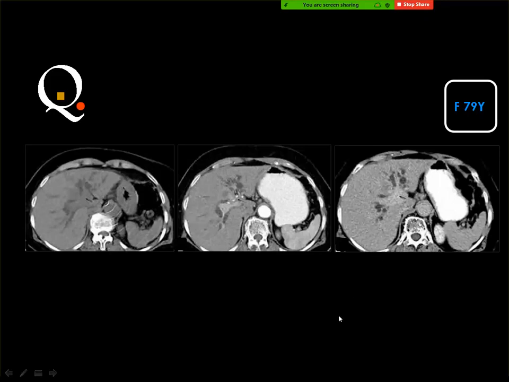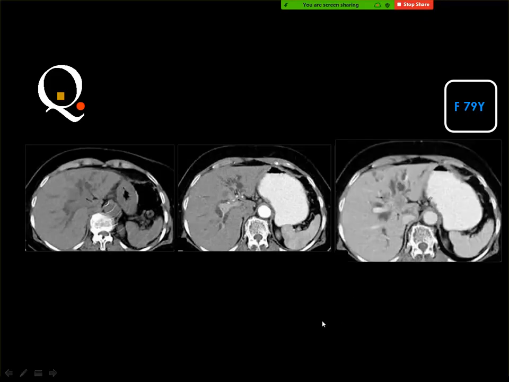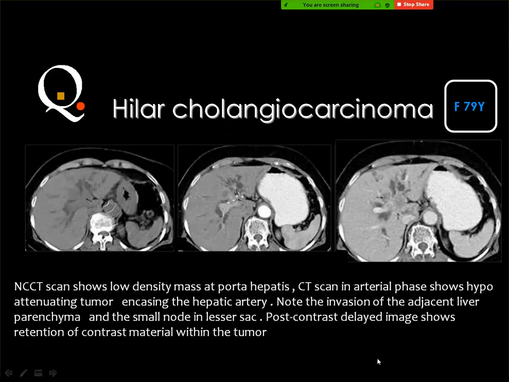Then you consider cholangiocarcinoma. Yes, and this is cholangiocarcinoma. This is the delayed film where you see some washout of contrast from the tumor, and you can clearly also see the dilated biliary radicals.